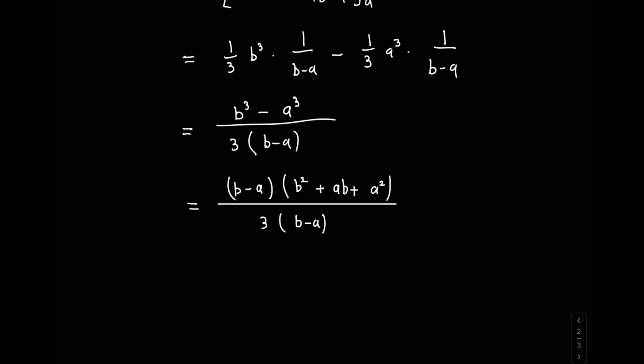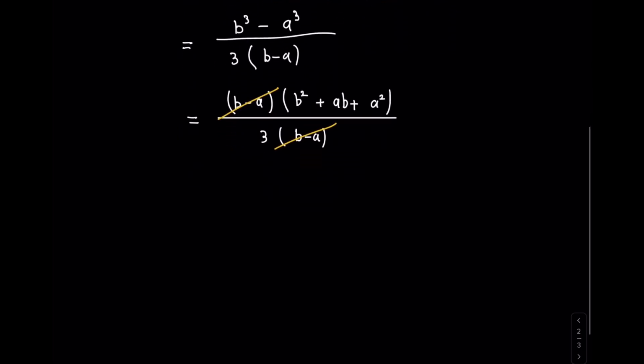And again, nicely, we have this expression b minus a cancelling with itself. And so now what we have left is a squared plus ab plus b squared over 3.